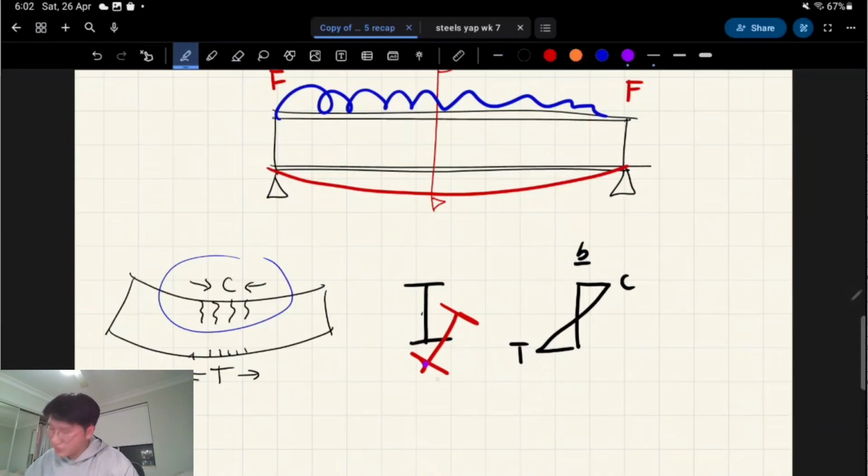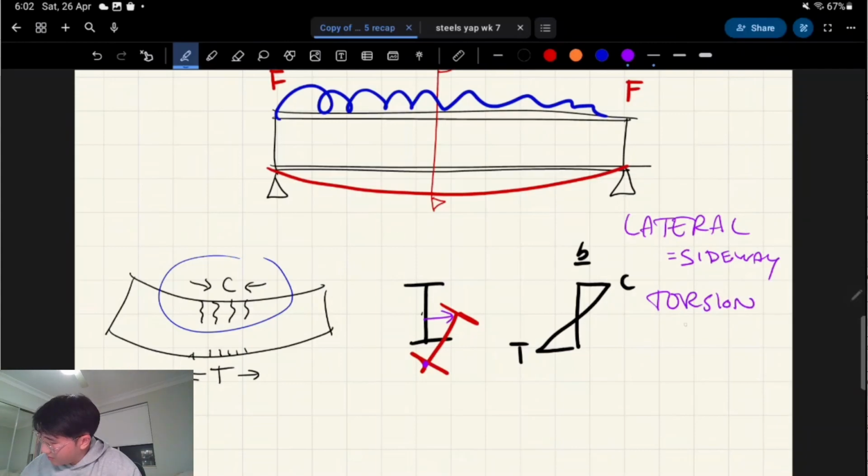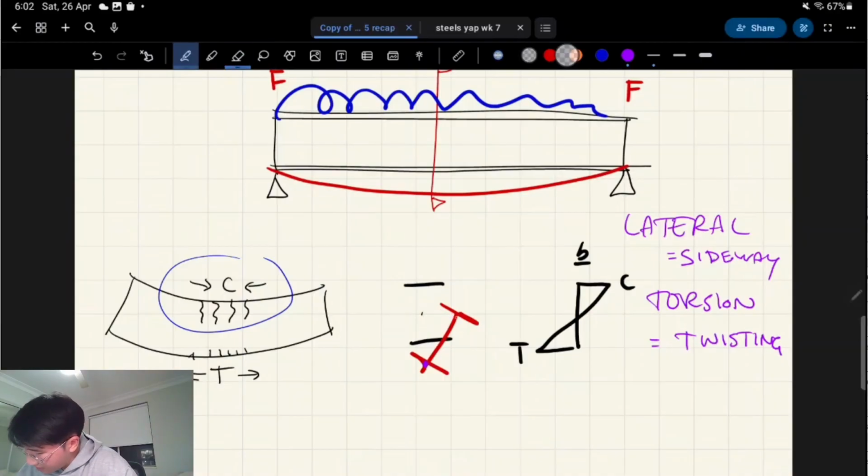So the bottom wants to stay in that axis in tension. The top is in compression and wants to buckle out like that. So that's lateral torsional buckling. Lateral means sideways. Torsion means twisting, right? Lateral torsional buckling. So how do we prevent this?